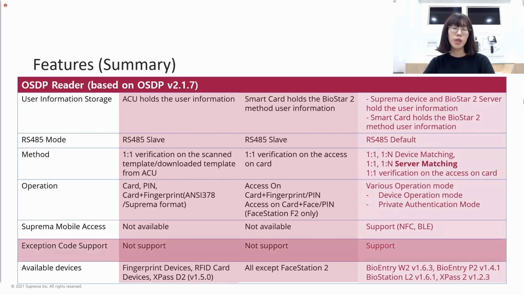One of the key features of intelligent slave is the exception code. When an authentication failure occurs in the device, an exception code defined by the user in advance is transmitted to the access control panel via OSDP. If you use access on card but need to use the exception code function, please use the intelligent slave function.